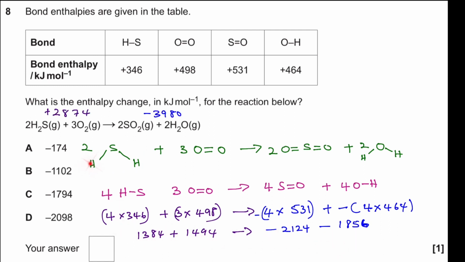Okay, so these are the reactants. So when we add the reactants together, we get 2874. It has to be positive because we're breaking those bonds. And on this side, we're making these bonds, as you can see. So we would have the delta H to be minus 1102 kilojoules per mole, because we just take away that from that, or add them together, and the difference is minus 1102 kilojoules per mole. The answer is B, so we just write B.